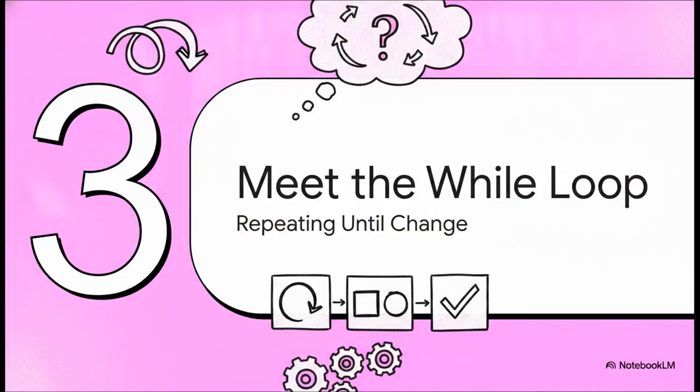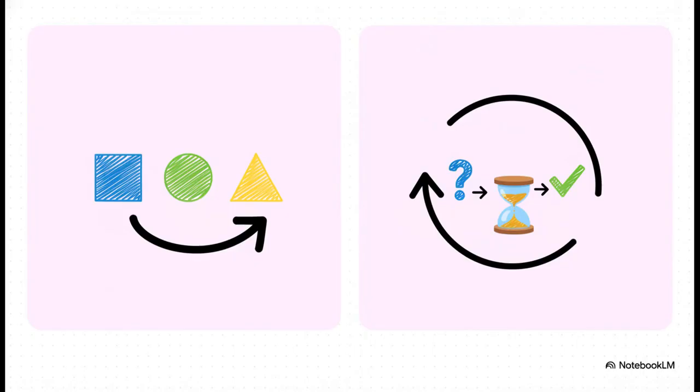All right, Section 3, meet the while loop. This one is all about repeating until things change. Let's quickly contrast these two tools so we know when to use which. We just learned that the for loop is your go-to when you know the exact number of repetitions ahead of time. But our new tool, the while loop, is for when you're waiting for a specific condition to change. You don't know if it's going to take 3 tries or 300 tries. You just want the code to keep running while a certain situation remains true.